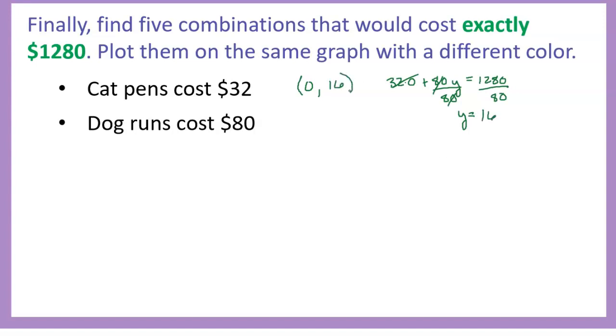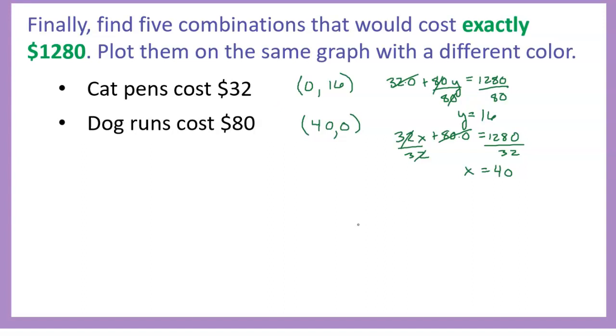We do need whole numbers for this because you can't buy a 0.5 dog run or 6/10 of a cat pen. So we need whole numbers, but 0, 16 works. Let's try 0 in our y coordinate. So now it'll be 32 times x plus 80 times 0 equals 1,280. So basically we just need to divide by 32 now. Let's see what we get. 1,280 divided by 32 is 40. So there are 2 points.